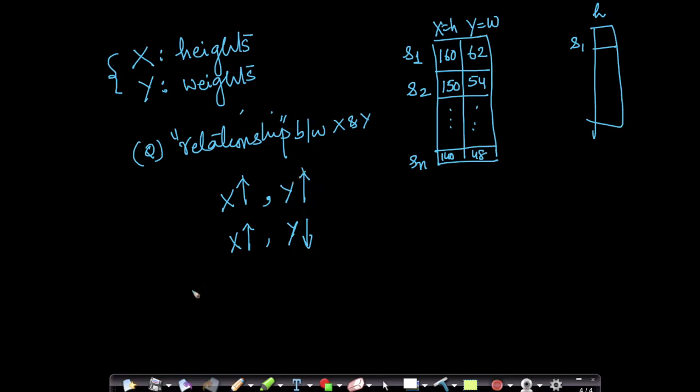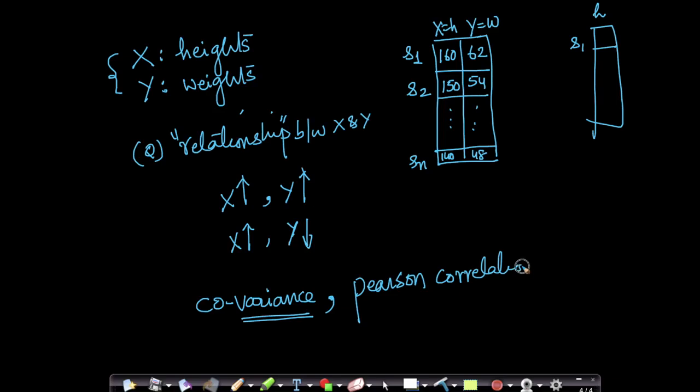There are three measures for quantifying such relationships, each with its own pros and cons. The first measure is called covariance. As the name suggests, it has some relationship with variance that we learned when we learned about mean, variance, and standard deviation. The second idea is called Pearson correlation coefficient. And the third way of measuring it is called Spearman rank correlation coefficient.